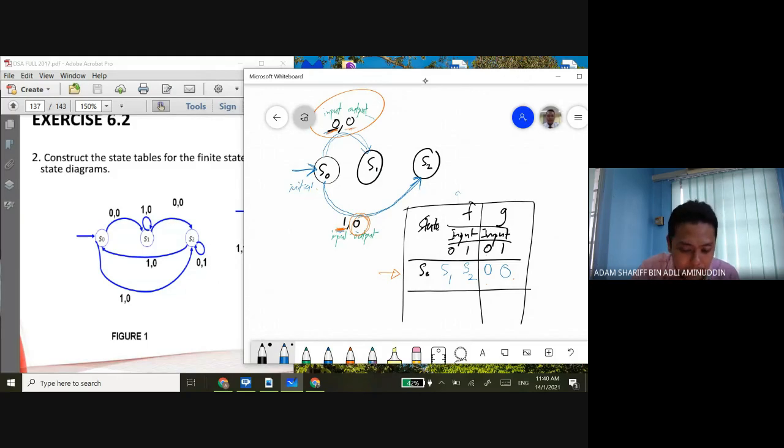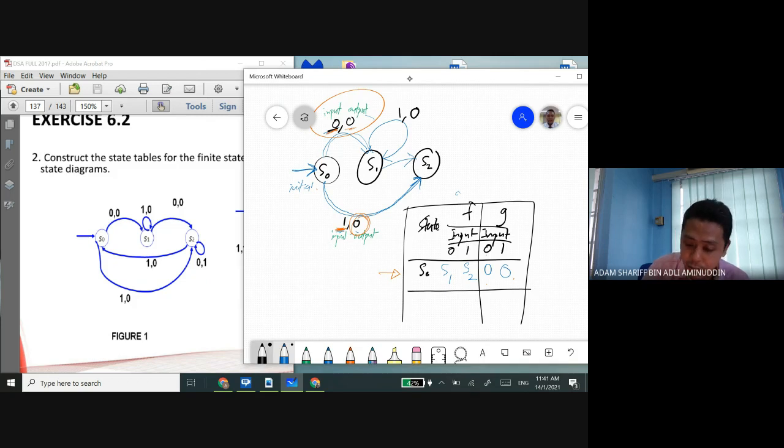Okay, S1 pula. S1, it's a loop there, macam graf kan, dia ada loop kat situ. If the input is 1, the output is 0 and it will remain at the same state. If the input is 0, the output is 0. Susah nak lukis ni. Macam mana ni? Kosong, kosong. Okay, saya dah lukis. Cuba kita interpret S1 kejap.